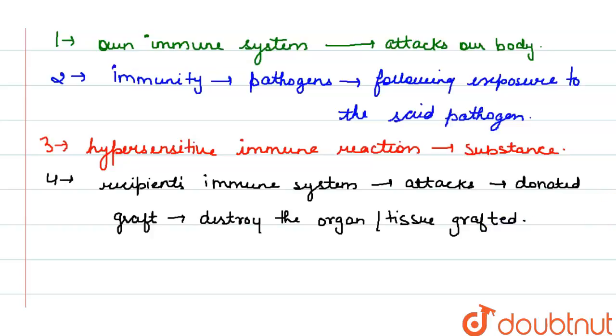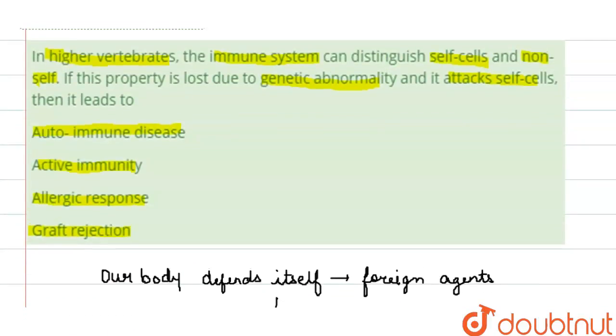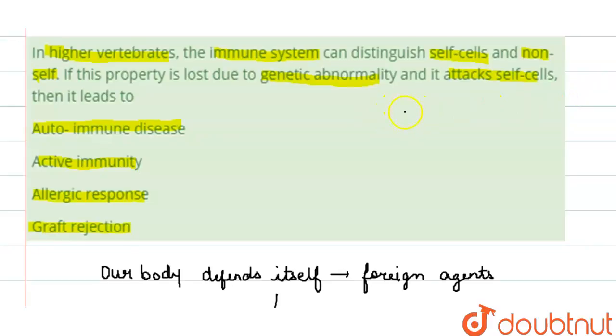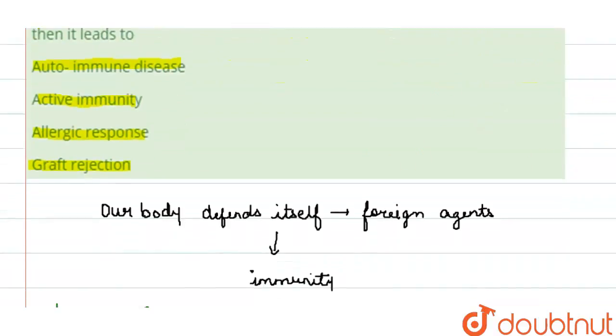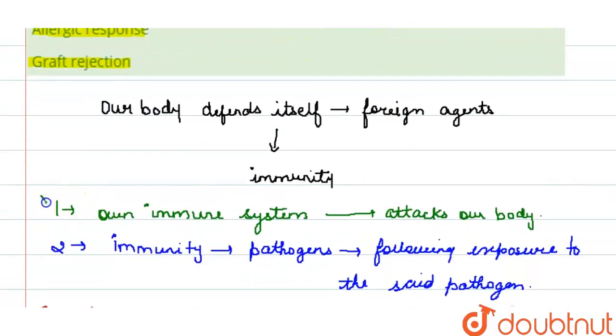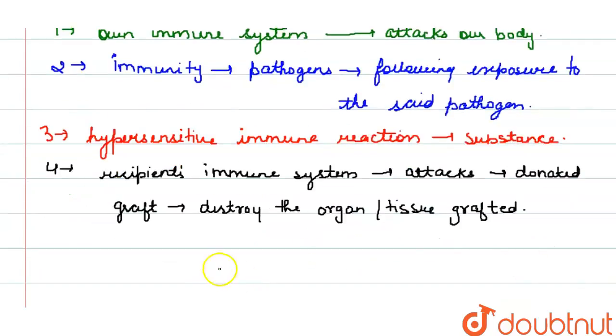So from all the given options, the question says the immune system can distinguish self cells and non-self cells, right? If this property is lost due to genetic abnormality and our body starts attacking its own cells, what is that called? From the given options, autoimmune disease, our first option, says that the immune system can attack its own self, right? So option number 1 is the correct answer. I hope I have solved the question.